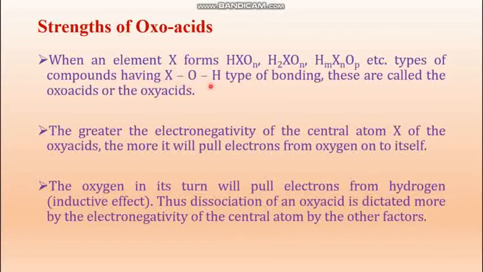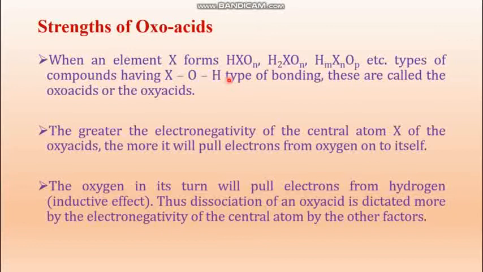This is the site where acidity develops due to the high electronegativity of oxygen. When there is an OH bond attached to some electronegative element, then this site is highly acidic. This bond breaks and the proton is released. So this type of bonding is present. These substances are known as oxoacids or oxyacids.